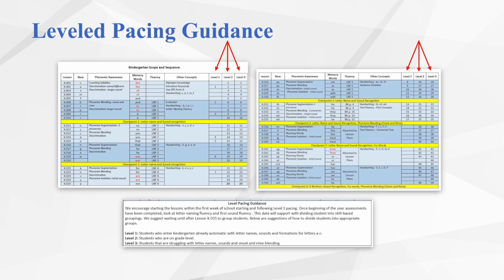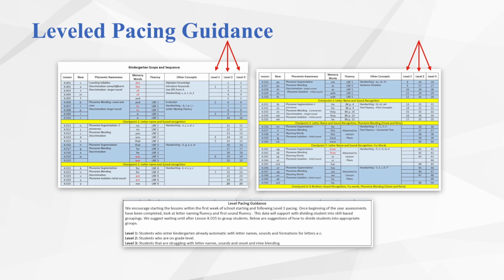Level 1 pacing is a more aggressive pacing, and one that we don't recommend using for whole class OG. It is one we recommend using if you are skill-based grouping. If you are skill-based grouping, Level 1 pacing would be your on and above grade level students. Level 2 would be your on and slightly below, and Level 3 would be your at-risk students.